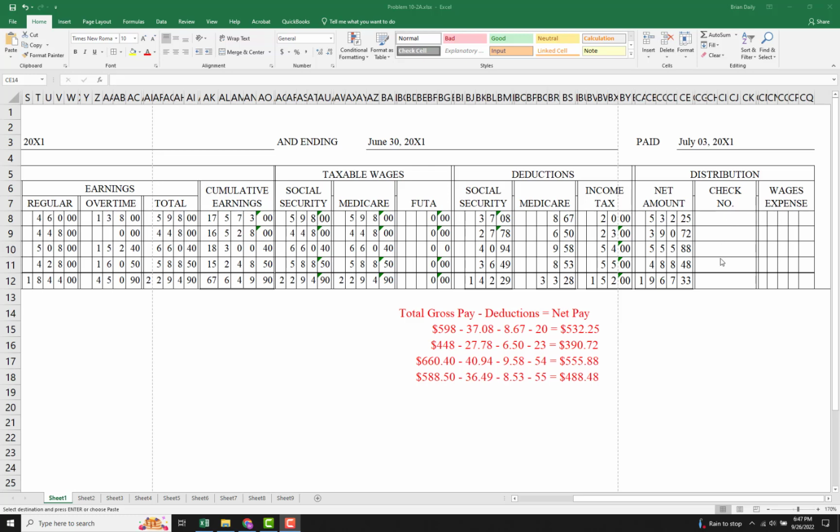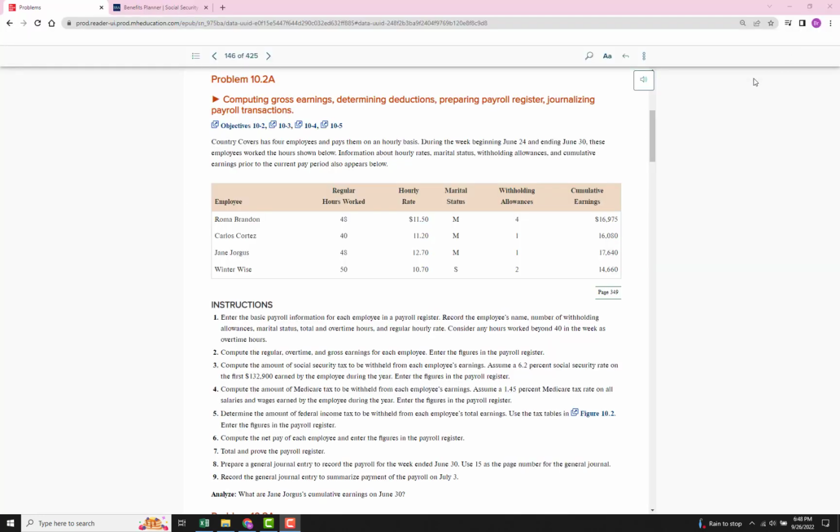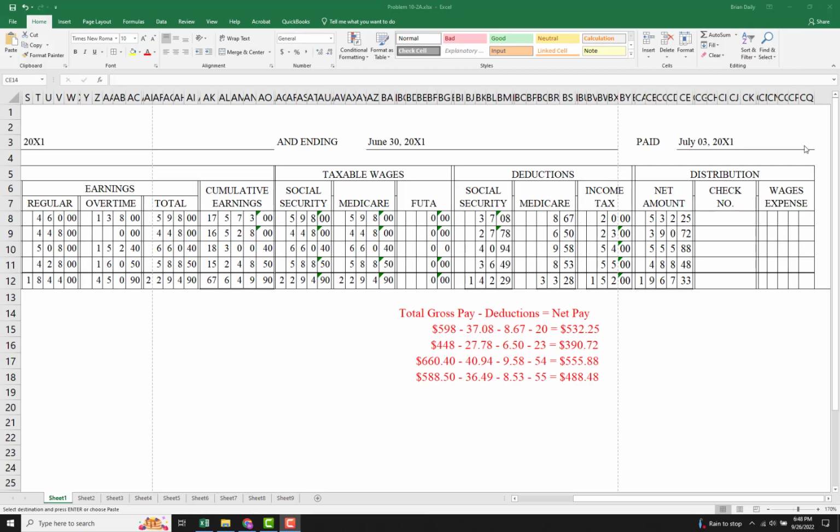The next column is showing check numbers, and the narrative for this problem did not provide us with those check numbers. Those would be the check numbers of the individual paychecks issued to each employee. So we are going to leave that column blank. And then finally, we have a column for the wages expense that will be recorded in our journal entry, and that is just going to match up with the total wages for the employees for the week, and that's their gross pay for the week.